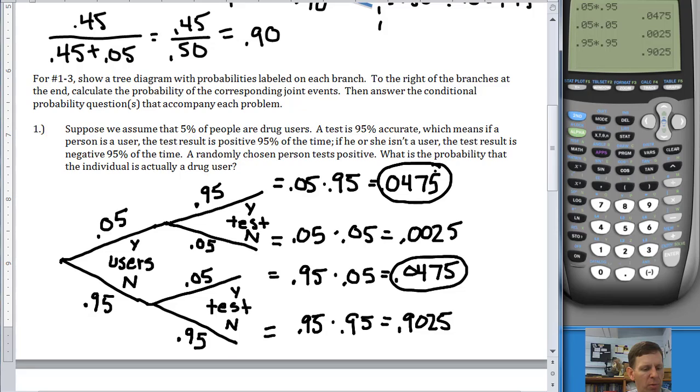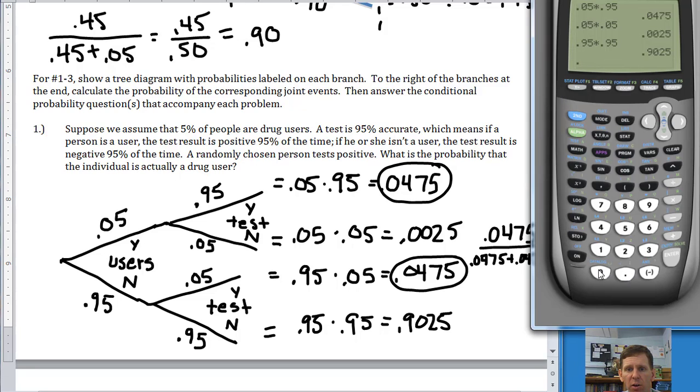So out of these two numbers, we're going to take the people that tested positive, which are these people and these people, 0.0475 in both groups. And out of these two groups, who's actually a drug user? These people up here, the 0.0475 at the top. So this is another conditional probability. Out of the two groups that test positive, the people that are actually drug users are these people.